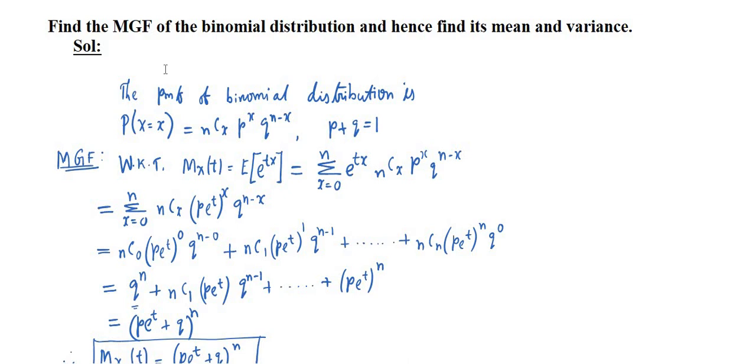Today my lecture is about binomial distribution. The question is, find the moment generating function of the binomial distribution and hence find its mean and variance.